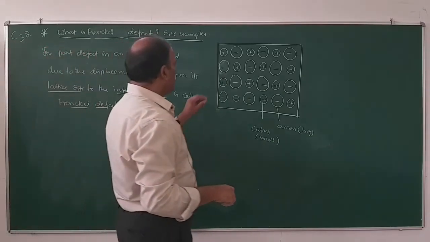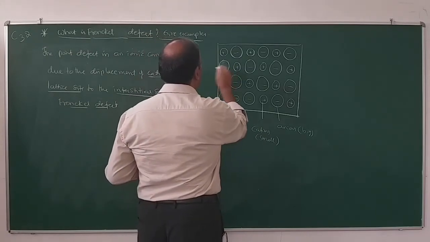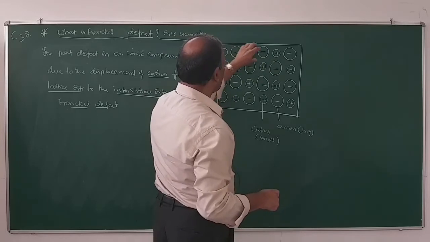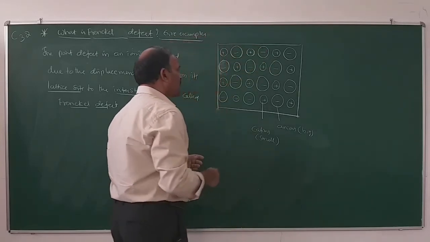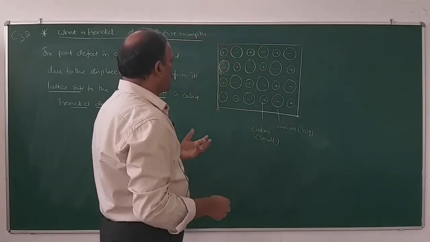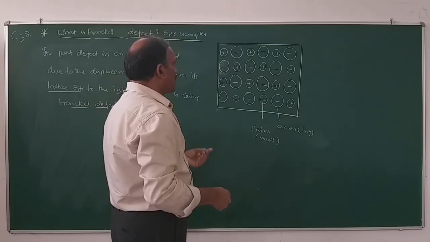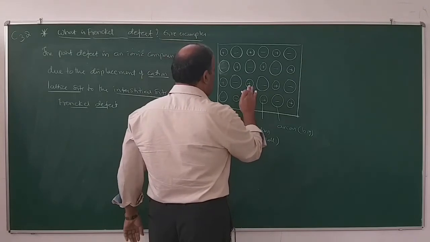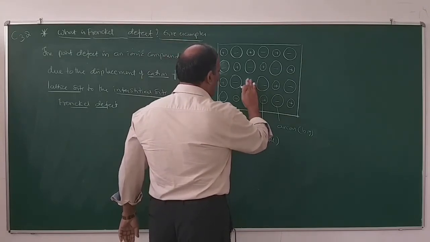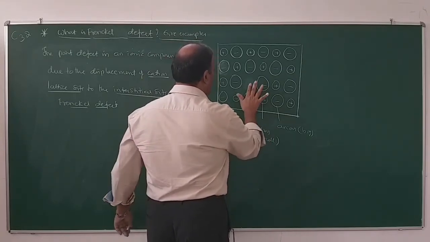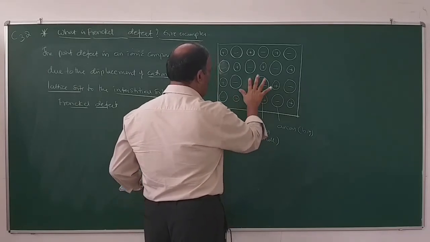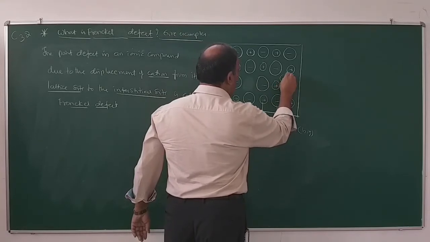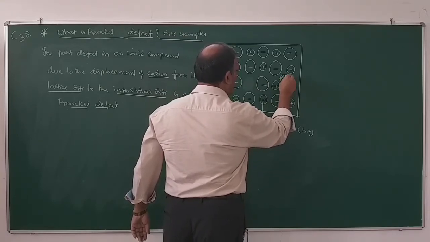So this can be shown like this. Here smaller particles are cations and bigger particles are called anions. Usually anions are bigger than cations in ionic compounds. So here what happens? Since cations are very small, they leave their lattice point, their usual position, and go to the interstitial position like this.